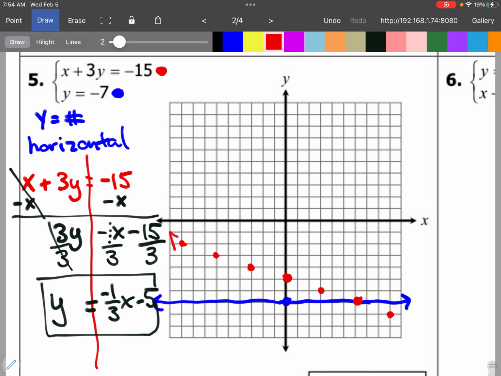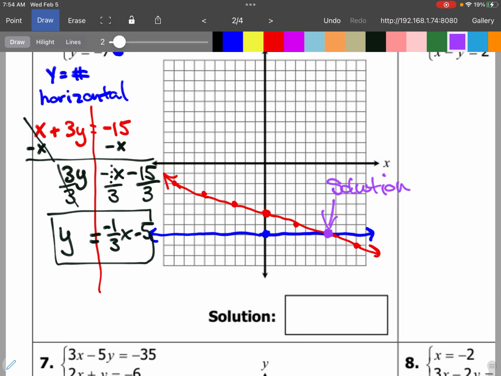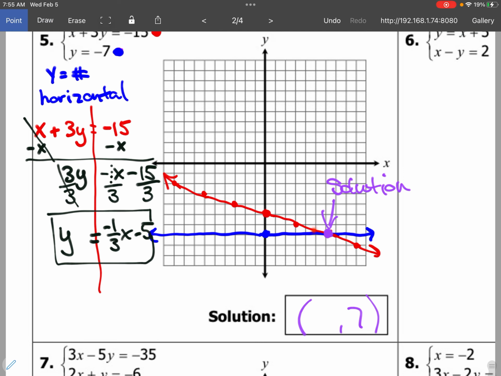Do your best to connect those dots as straight as you can to make your line, and always finish your line with arrow tips. And of course, the point where they cross is called the solution, okay? This is called a solution. And so what are the coordinates for this point? I know the y already. Y has to be -7. Come on now. Remember right here? This has to be -7.